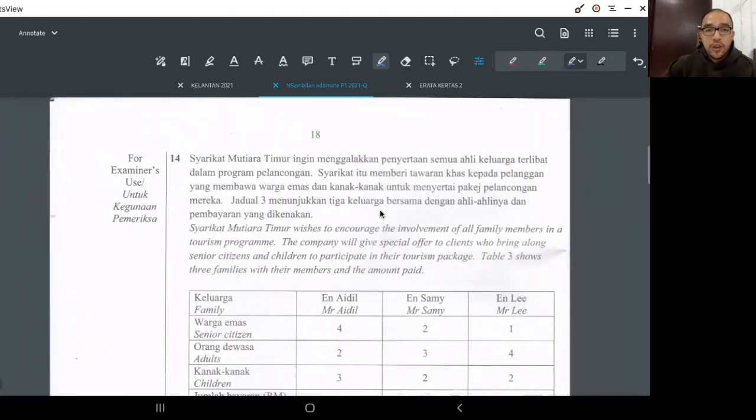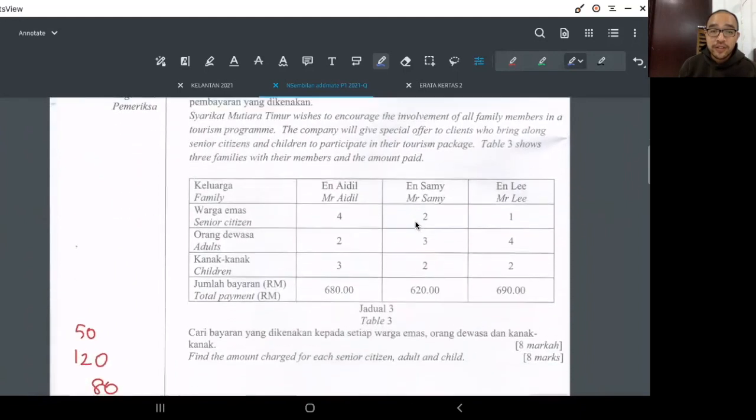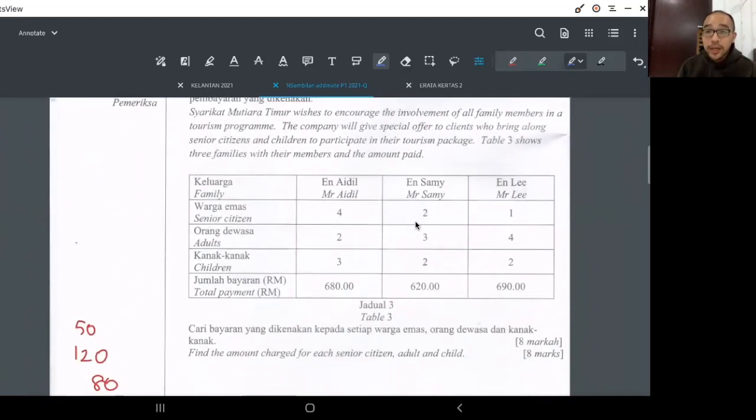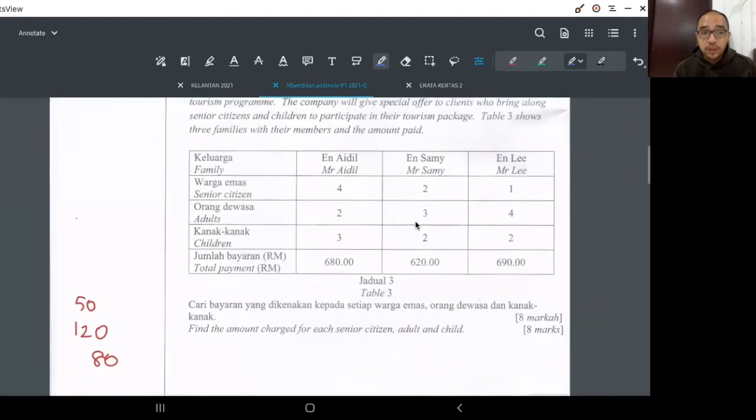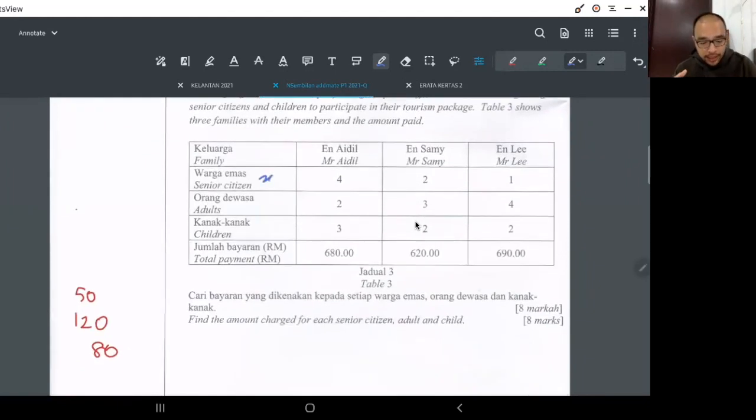Question 14. Mutiara Timur wishes to encourage the involvement of all family members in the tourism program. So the company will give special offers to clients. If you notice, this is actually a simultaneous equations question, put in a very complicated manner. But we assume that the senior citizen price is X, the adults is Y, and Z is the children's price.